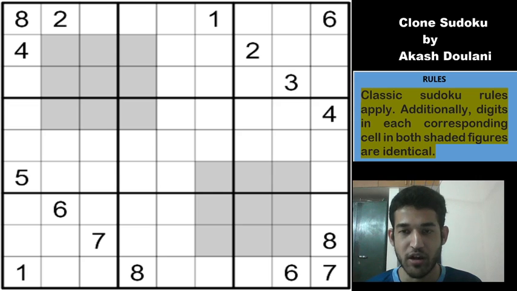The book has a total of 120 Sudokus, out of which 24 are classic Sudokus, and there are 8 different variants. So each variant has 12 Sudokus. So totally 12 into 8, 96 plus 24 classic Sudokus gives you 120. And each Sudoku in the book has been test solved by Freddie Hand, one of UK's top Sudoku solvers.